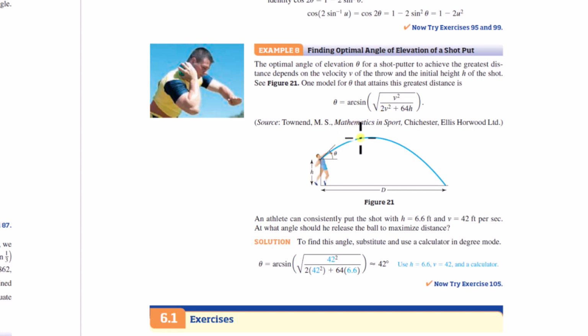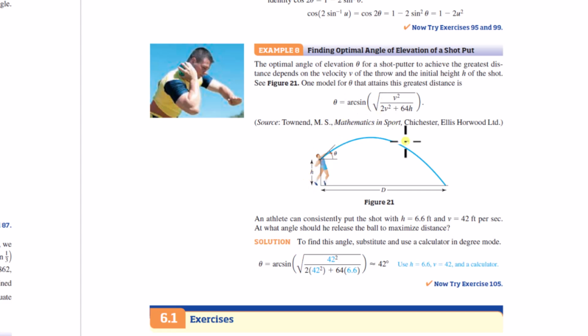And so they say that if they have an athlete with the height of the shot put is 6.6 feet and the velocity of release of the shot put is 42 feet per second, what's the angle? And so you just plug all that in and take the inverse sine and get the angle.